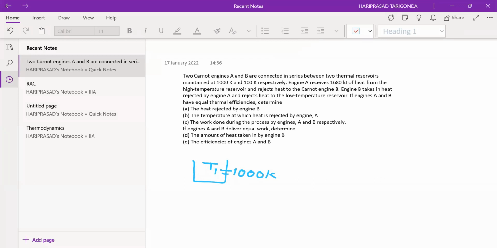So here T1 is given. That is a source for engine A. So engine A will be taking heat Q1 from T1 and producing work WA. Next, heat is rejected at T2 to the heat engine B.